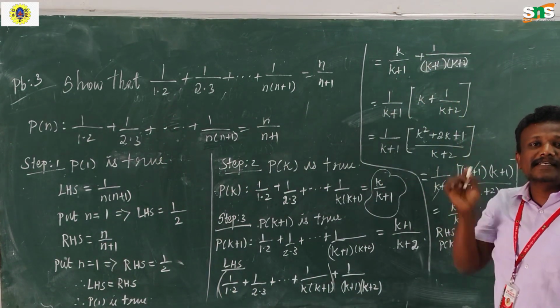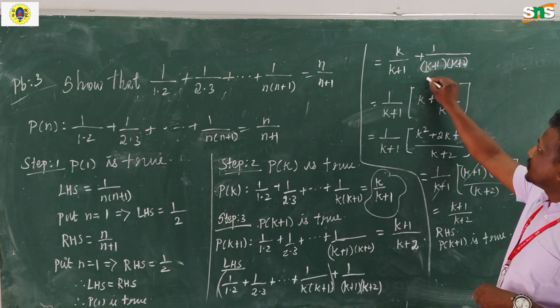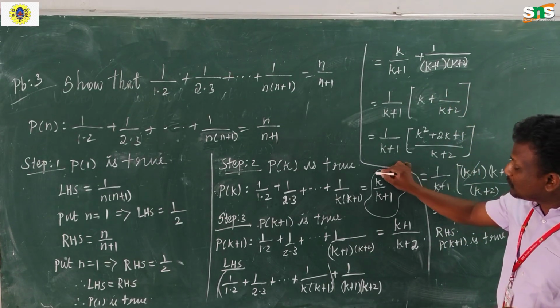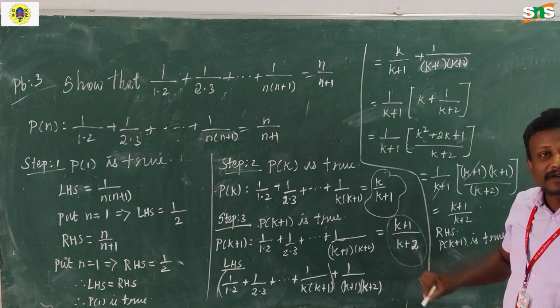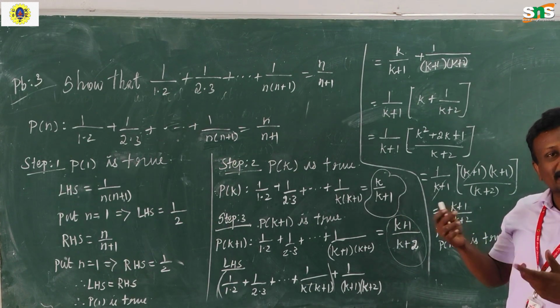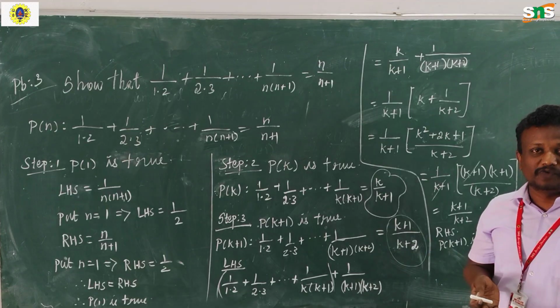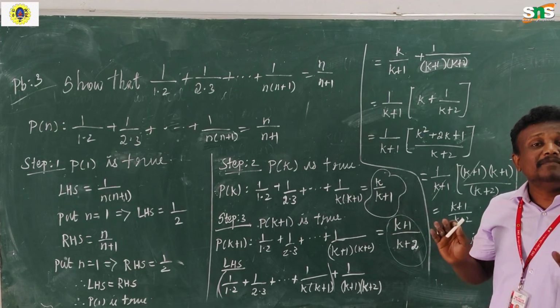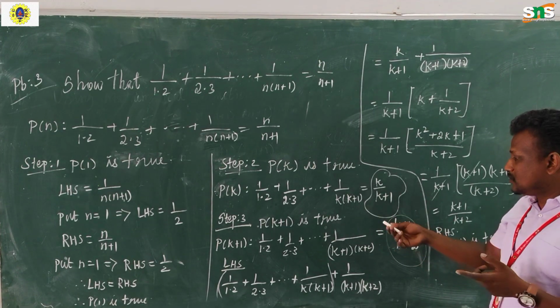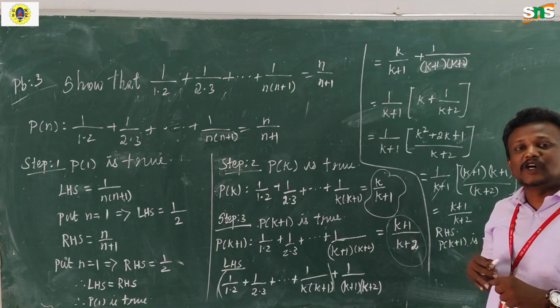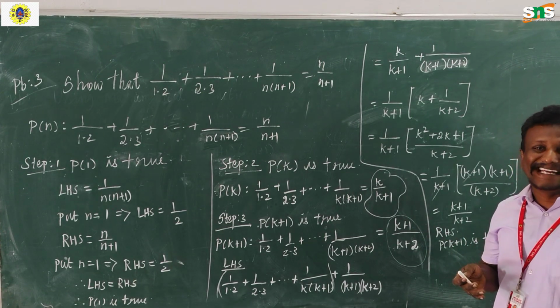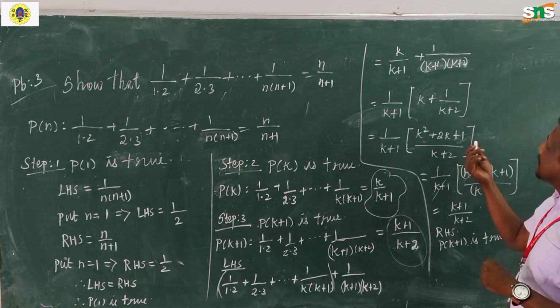Now my task is I want to simplify this expression, and also I want to prove this result. If I am able to prove, then this proposition is true for k plus 1. If I am not able to prove this one, then this proposition is not a valid proposition for all the natural numbers, right? So let me try to prove.